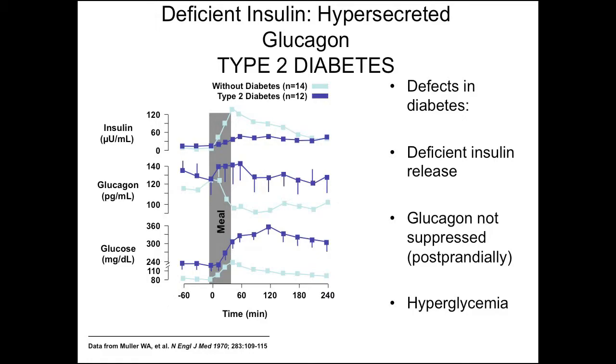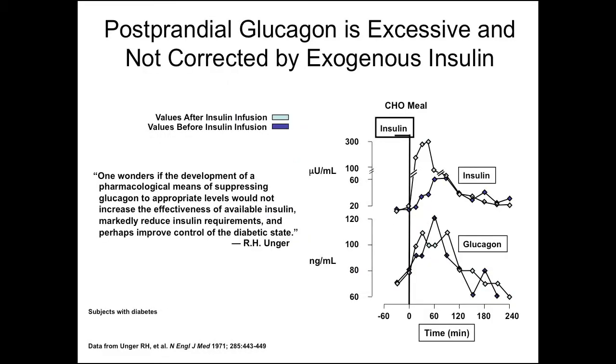And you can see that normally when you eat a carbohydrate, glucagon is suppressed. But in diabetic patients, it is not suppressed. And so the defects, of course, are diminished insulin release, and glucagon is not suppressed, which all causes hyperglycemia. Now, if you give insulin, the best treatment in a way, it does not affect the glucagon.